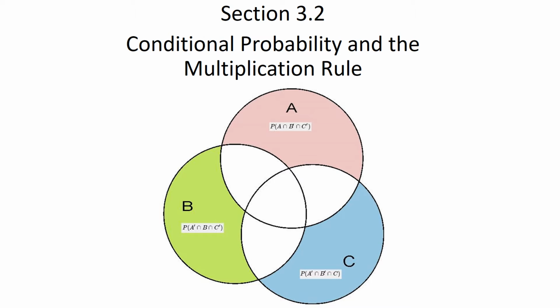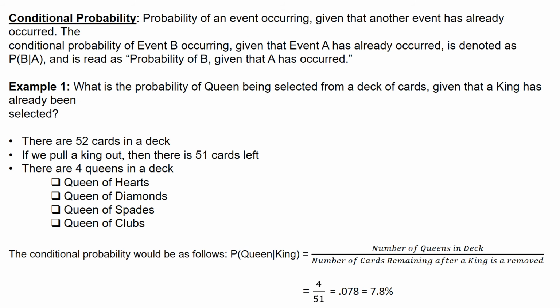Section 3.2, Conditional Probability and the Multiplication Rule. Conditional probability is defined here as the probability of an event occurring given that another event has already occurred. What this means is, what is the likelihood that this happens given that a prior event has already happened? We call this the probability of event B given that A has occurred.